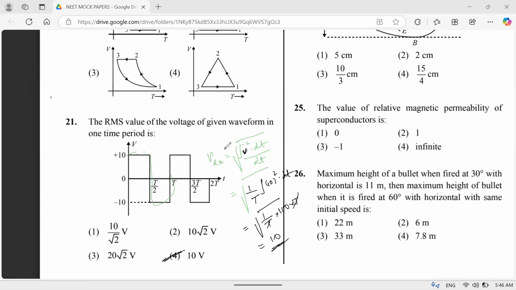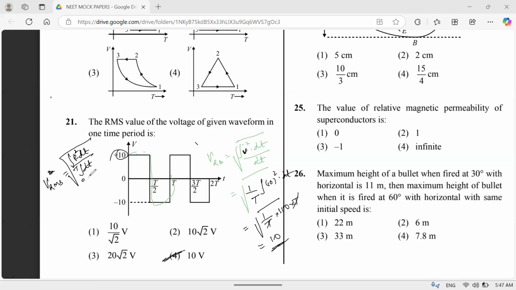Good, beta. We can write the formula like this: VRMS square is equal to the integral of E square dt divided by the integral of dt. The time period for this one is 0 to capital T, one complete cycle. E value is given in the problem as 10, so it is the integral of 10 square. Integral of dt is T. This T will get cancelled. So VRMS is root 100, which is 10 volt. Clear?